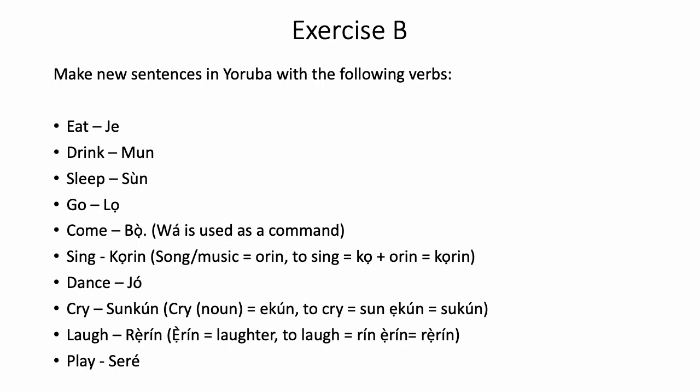Eat is je. Je. Drink is mu. Mu. Sleep is sun. Sun. Go, lo. Lo. Come, bo. Bo. Wa can be used if you are commanding. For example, come will be wa.